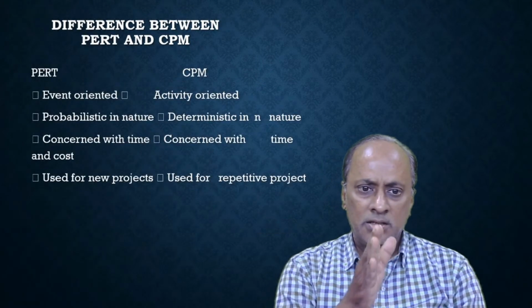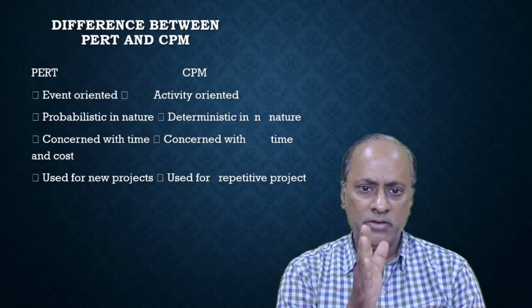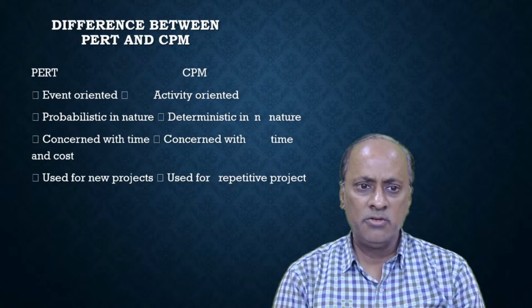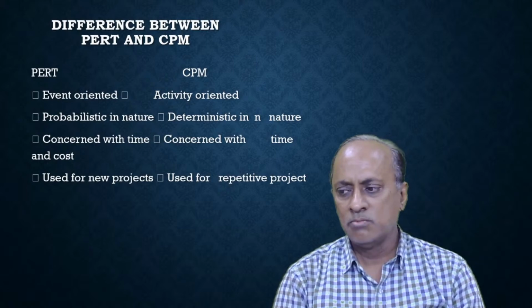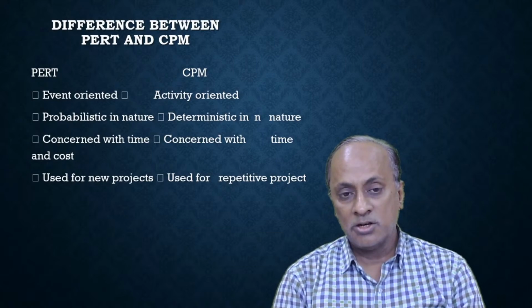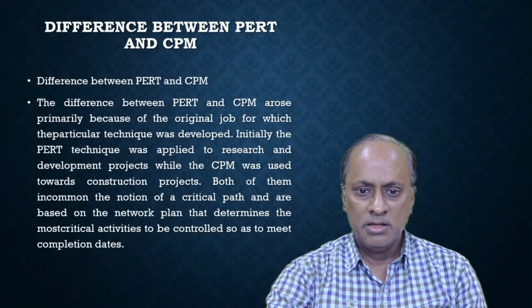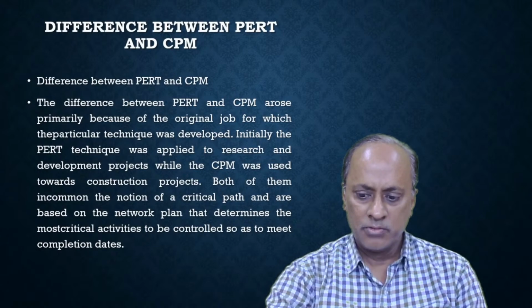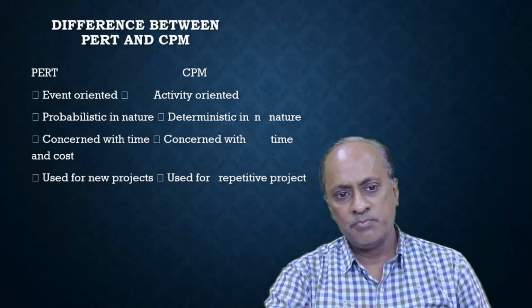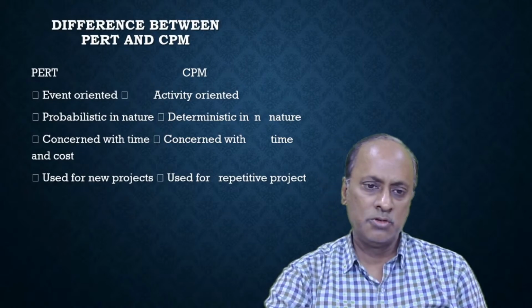Now, if you take the difference between PERT and CPM, PERT is event oriented. So PERT gives more emphasis on events, whereas CPM gives more emphasis on activity because, as I already told you, PERT and CPM emphasize time. Activity consumes time. PERT is probabilistic in nature. Why? We don't know the time of completion of a project.